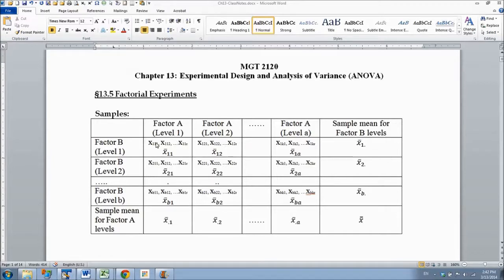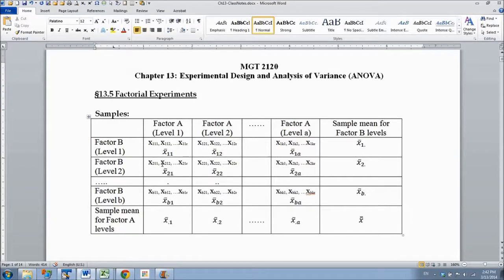So we have one sample here for factor A level 1, factor B level 1, and then another sample here, factor A level 1, factor B level 2, and so on. So if you have b levels of factor B and a levels of factor A, then we have a times b intersecting populations. In each population we take a sample of size r, so we have a times b times r as the total number of observations.